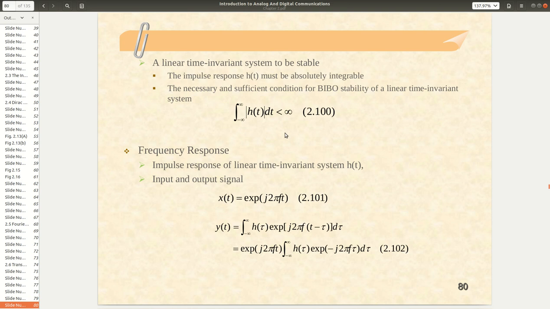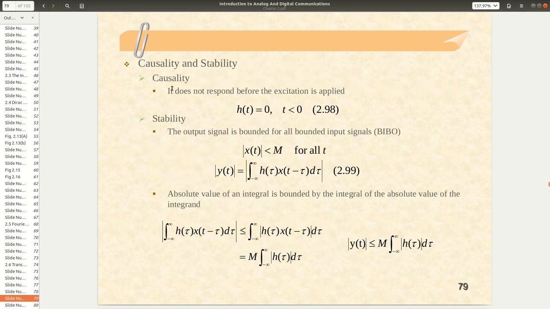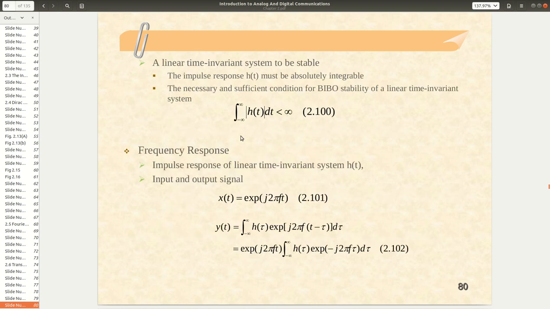Now, for a linear time invariant system to be stable, we speak about causality and stability, bounded input, bounded output, should be less than infinity. This is the frequency response of the input and output. If you have x of t as an exponential, you take the shifting of the exponential and take the convolution. You put the value of x of t and shift in time, t minus tau, and split the exponential or the power. Here this is the Fourier transform, and this is just multiplication by an exponential.